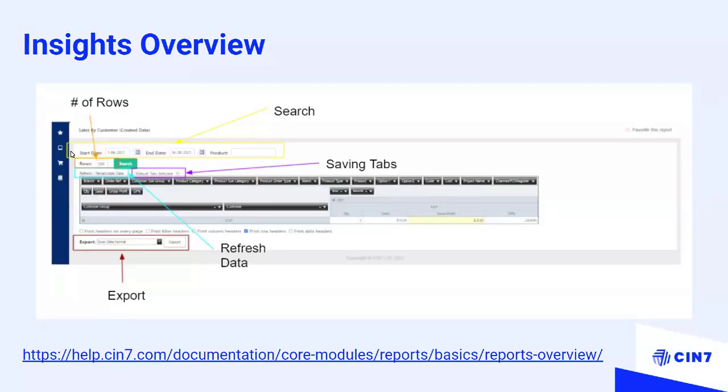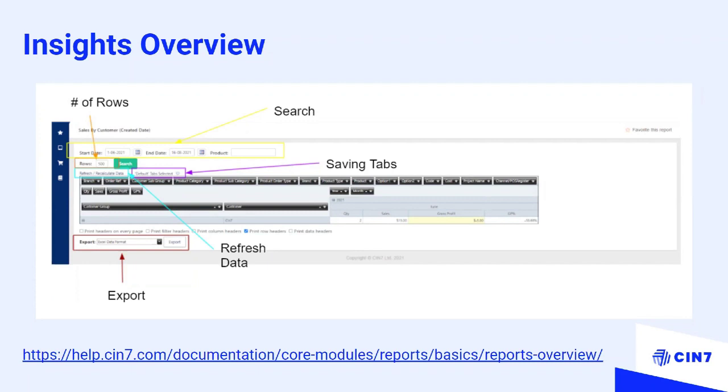Some other parts of the report: you'll see that there is a start date and end date. That start date and end date will reflect based on the report you've opened. So let's say I've opened the created date report. You'll see that we have the start date of the 1st of June and the end date of the 16th of August. What that means is when you go inside the report, any order that has the created date between those two dates will show up in the report.